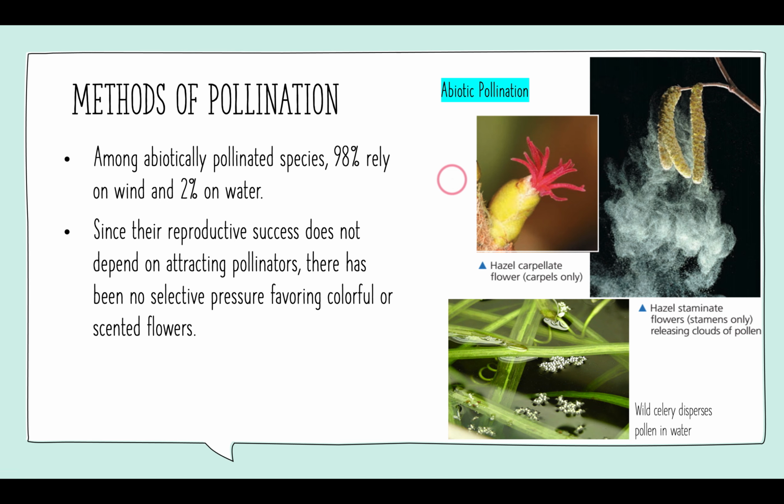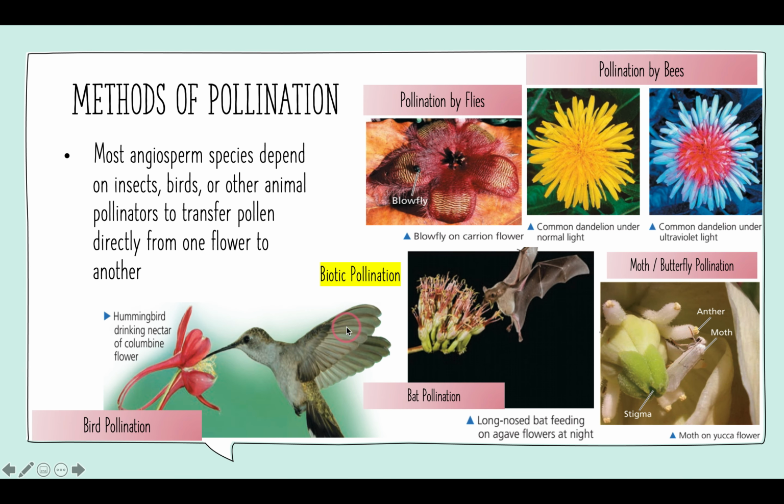Since their reproductive success does not depend on attracting pollinators, there has been no selective pressure favoring colorful or scented flowers. Biotic pollination, on the other hand, relies on living pollinators to move the pollen from one flower to another. Apart from bees, it also includes birds, bats, butterflies, and moths.